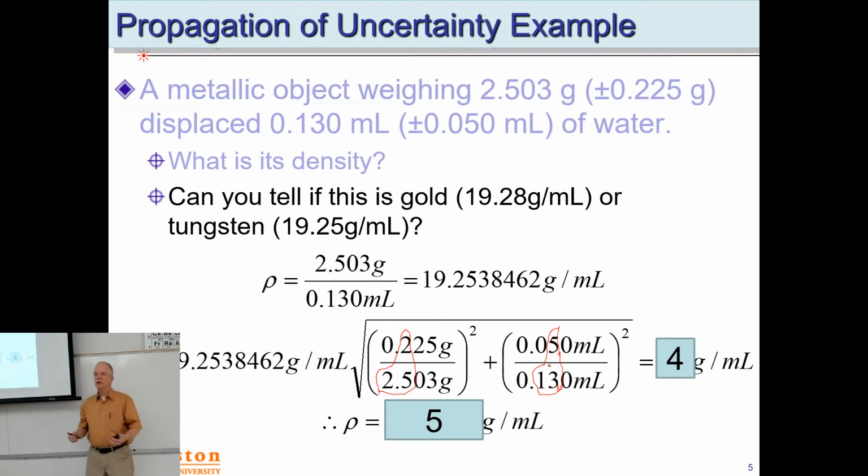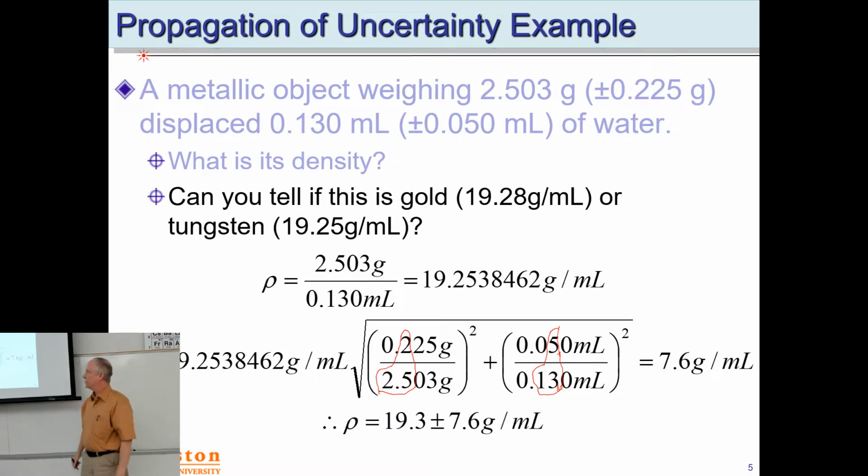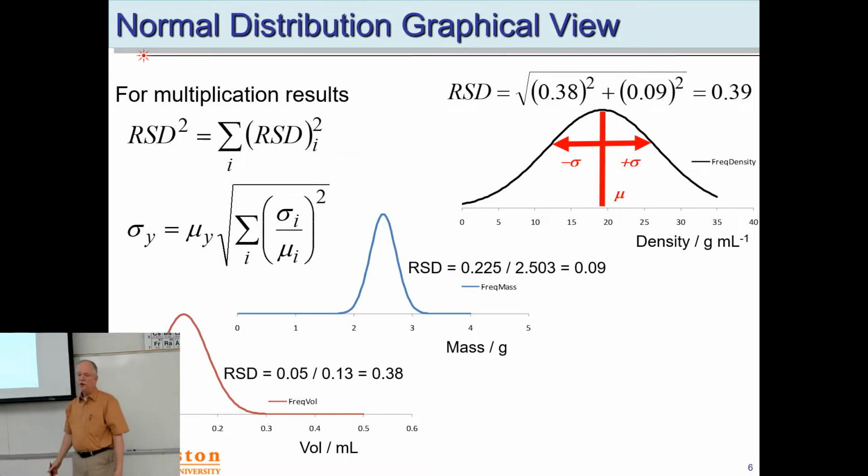So definitely our volume fraction is bigger. Our uncertainty in volume is bigger relative to the amount, and that's the one harming our precision: the volume measurement. When you figure this into the uncertainty, we end up with plus or minus 7.6 grams per mil. So our result is just not very well known.